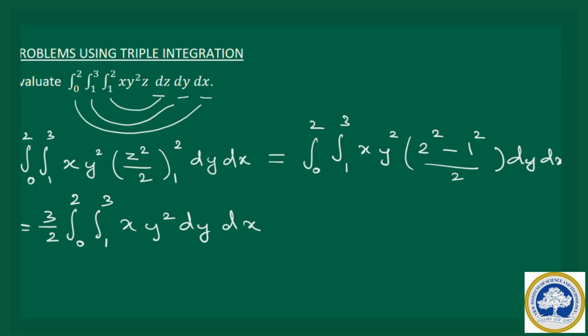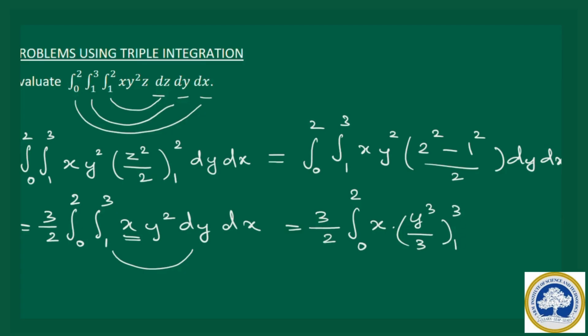Now we have to do integration with respect to y. So x is treated as constant. So 3 by 2, integral 0 to 2. Now we apply this integration for y. Keep x as it is. The integration of y square is y cube by 3. So the limit is 1 to 3, and dx is the leftover derivative.